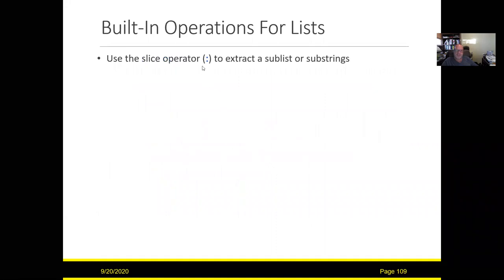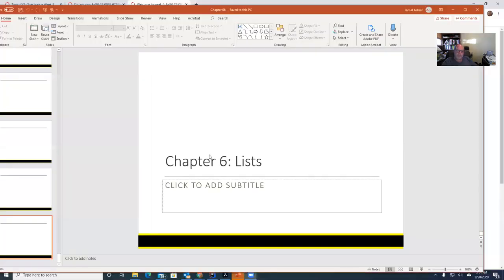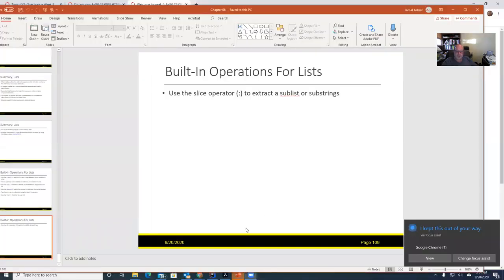We talked about slicing, which has a starting point and an ending point. If I leave the starting point empty, it's going to start from the beginning. If I leave the ending point empty, it's going to go all the way to the last element. So that's what chapter 6 is about, and that's where I'm going to stop.